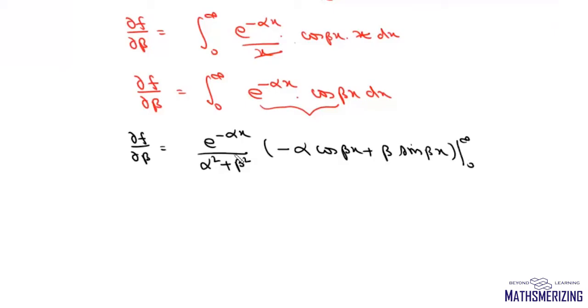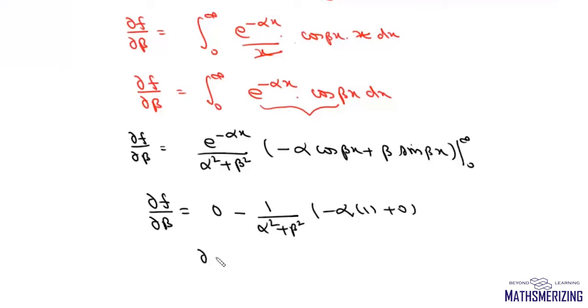Now when x is infinity, it will be e to the power minus infinity, which is 0. So we write del f upon del beta, and if we put the upper limit, this entire function will be 0, and then minus the lower limit. So we'll put x is 0, e to the power 0 is 1 upon alpha square plus beta square, and then minus alpha, cos 0 is 1 and sine 0 is 0. So we'll write del f upon del beta as alpha upon alpha square plus beta square.